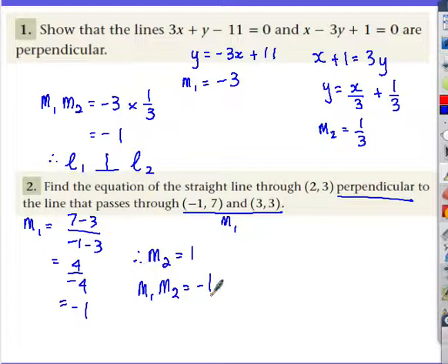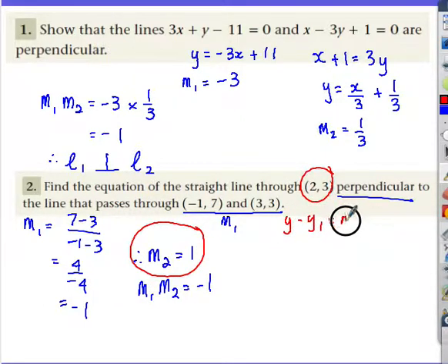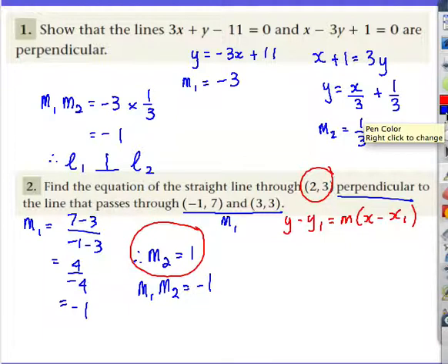So now we've got our gradient of the line we're trying to find, and we've got our point. So now we're going to use the point gradient formula with our point and our gradient. Remember the point gradient formula, y minus y1 equals m times x minus x1. So that's on your formula sheet. That's an absolutely essential one that you'll need both for this topic and a couple of other topics to come in the future.